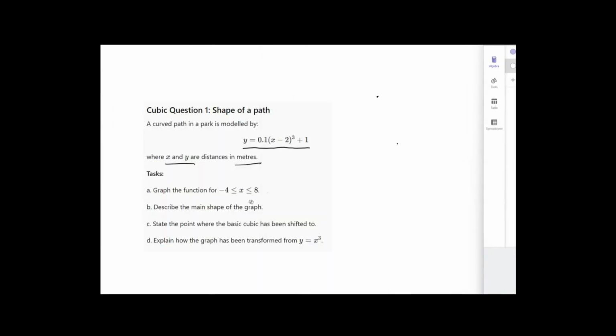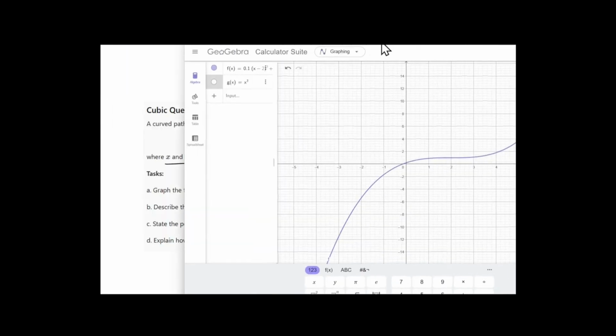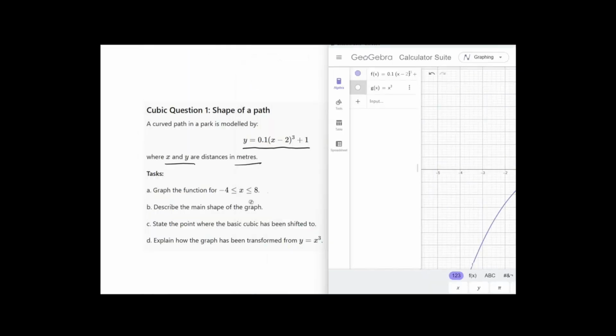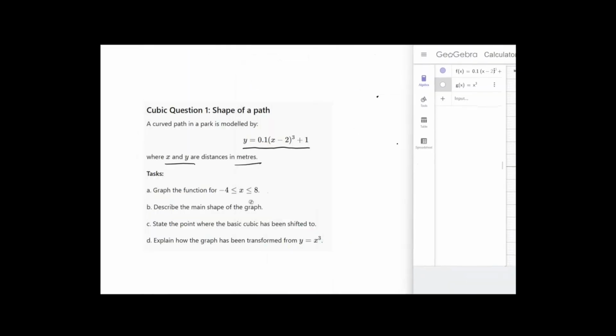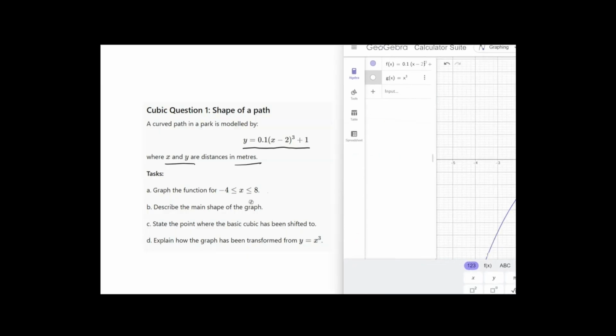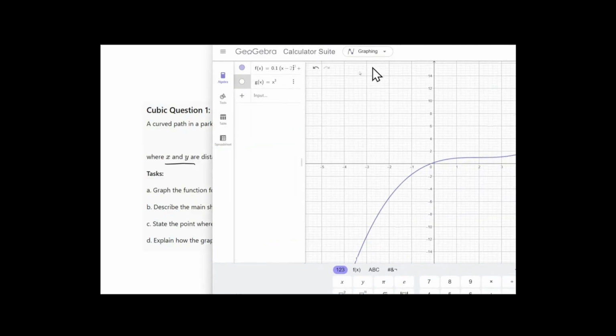Then it tells us to describe the shape of the graph. Well, the shape of the graph is a cubic, kind of a lazy S, a lazy N shape with a point of inflection at 2, 1. State the point where the basic cubic has been shifted to, 2, 1, and explain how the graph has transformed from the graph y equals x cubed.